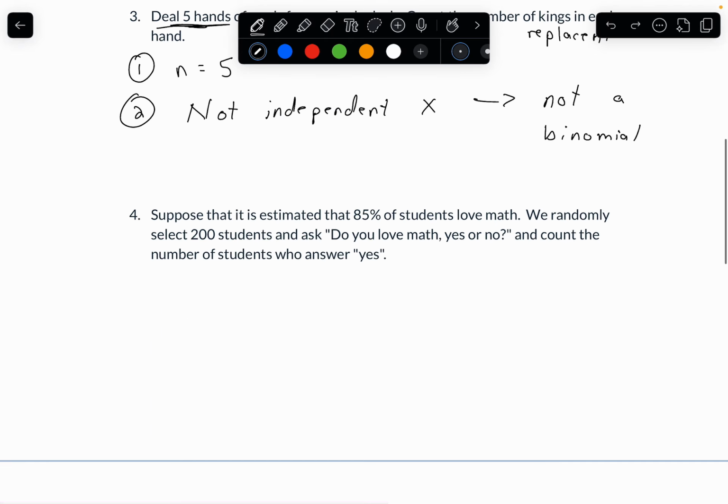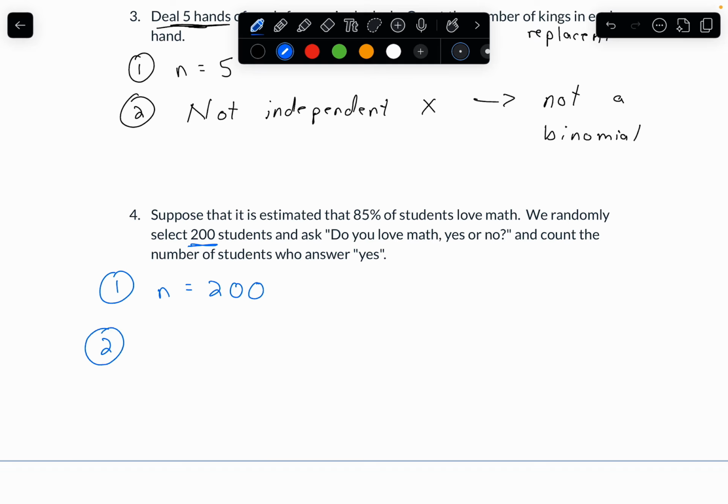Looking at our last example down here, it says, suppose that it is estimated that 85% of students love math. We randomly select 200 students and ask, do you love math, yes or no? Count the number of students who answer yes. So again, we should be able to check all of our conditions, starting with the number of trials that we're running. How many students are we going to talk to? In this case, we're talking to 200 students. So we are randomly sampling 200 students.